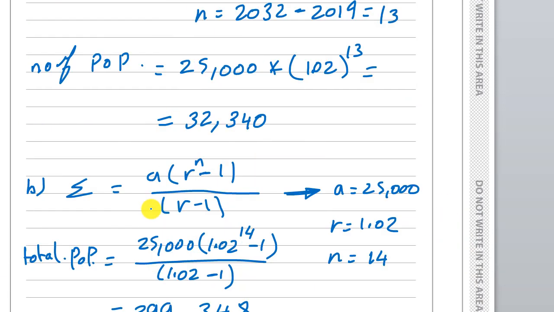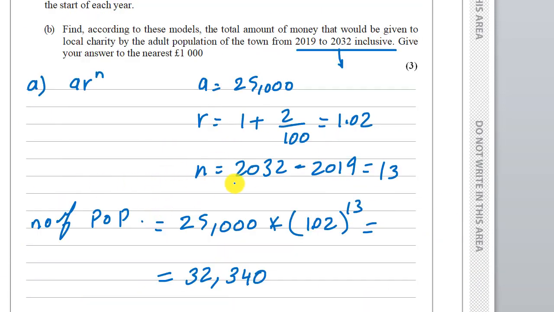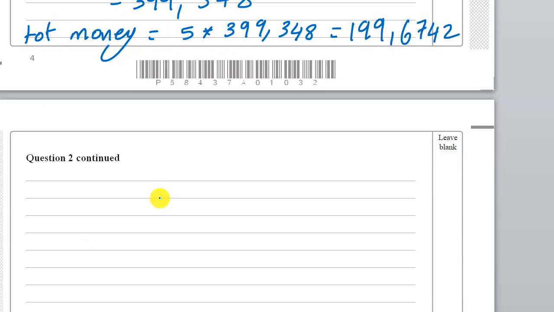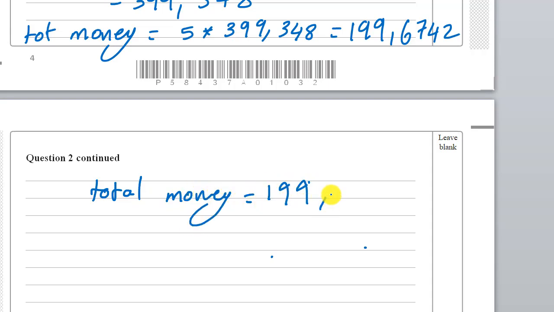Rounded to what? To the nearest 1000. So nearest 1000, so this 6 will be 7. So total money will equal to 1,997,000.